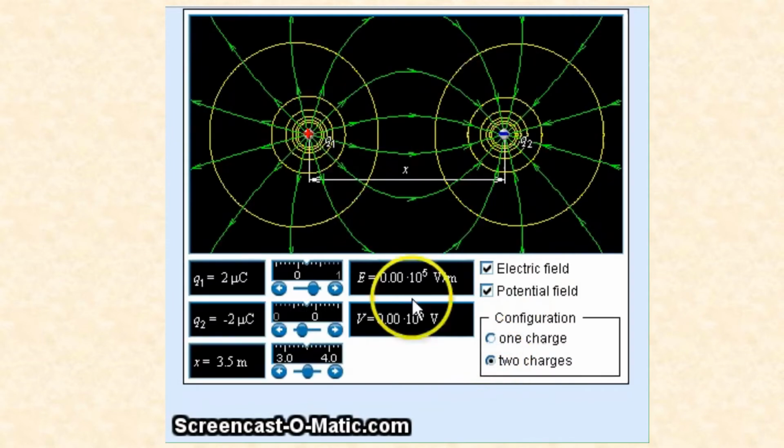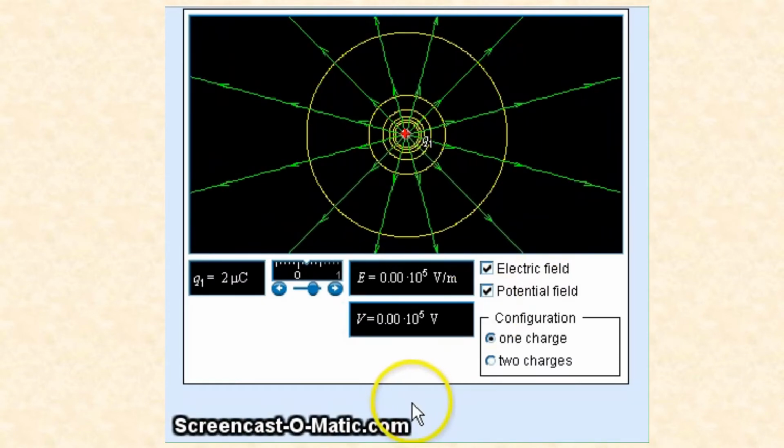If I come over here and we look at a different charge configuration, how about a configuration of 2 point charges, one having a charge of 2 microcoulombs, the other minus 2 microcoulombs, you will once again notice that wherever those field lines cross an equipotential surface, they are perpendicular to the surface at that point.